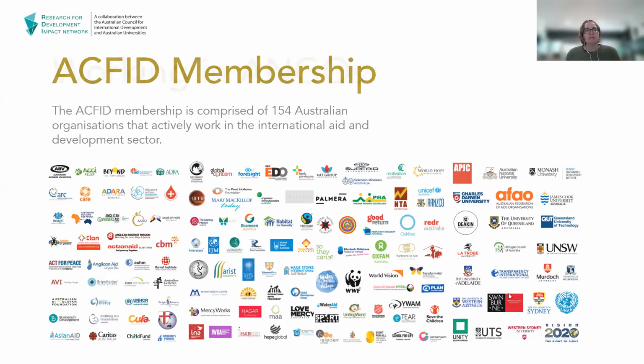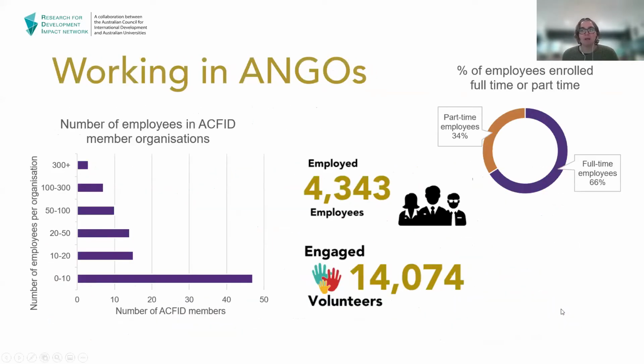So you can see these are just a few stats that might be of interest. You can see from the graph on the left that many of ACFID's members have less than 10 employees. And only a handful of organisations actually employ more than 100 people. So there's a really large number of organisations in the sector that are relatively small. But these can be a really great place to start out.